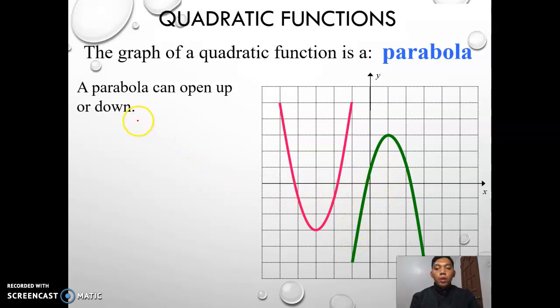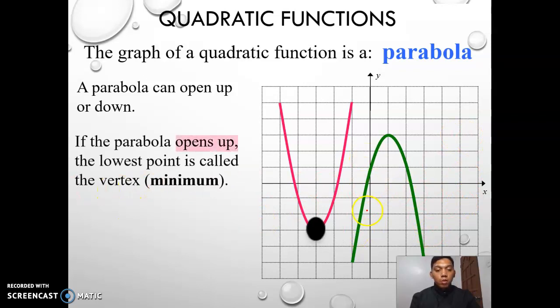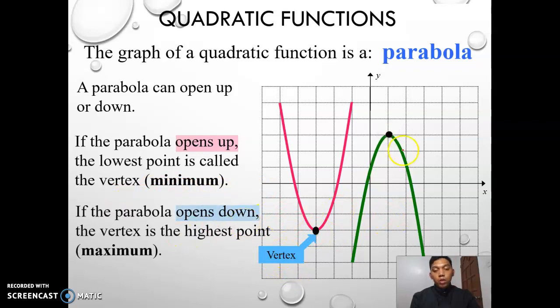A parabola can open up or down. If you may recall the signage of McDonald's, the logo of McDonald's. If the parabola opens up, the lowest point is what we call the minimum point, but this is also the vertex point. And if it opens down, the highest point is what we call the maximum point, and this is also a vertex.